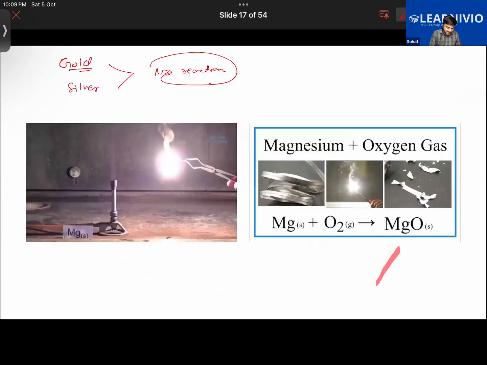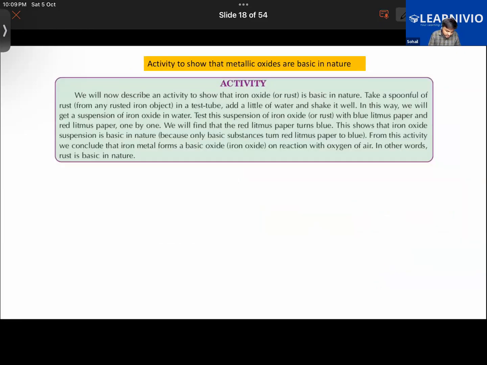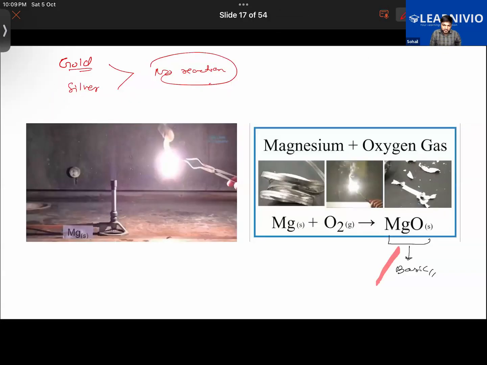Here we have the example of magnesium. We have taken a magnesium ribbon. If you bring it over this flame, it is going to react with oxygen and magnesium oxide is formed. This magnesium oxide is a metallic oxide, and the nature of a metallic oxide is generally basic. But how are we going to check whether this is basic or not? What we are going to do is collect this magnesium oxide.